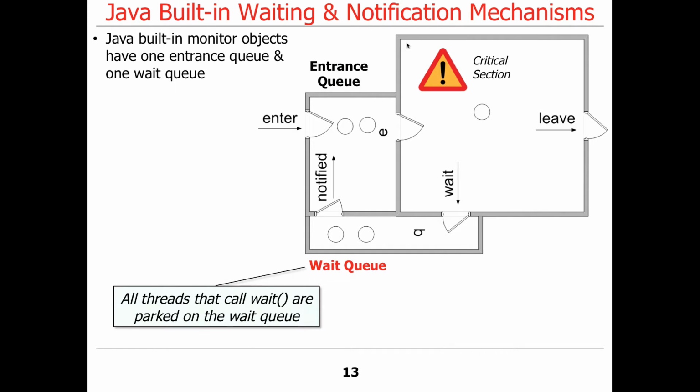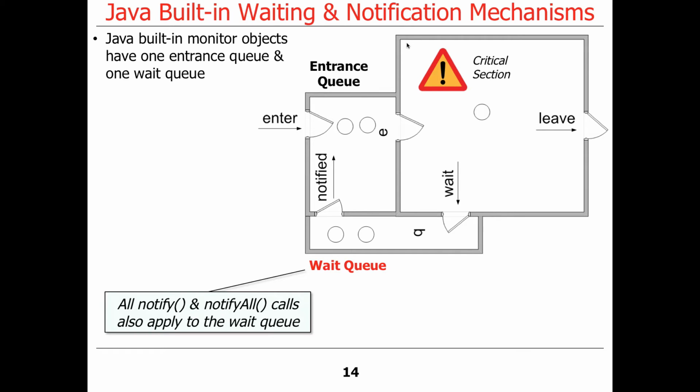And the wait queue is where you let threads park themselves waiting for the condition or conditions to become suitable to make forward progress. And of course, the entrance queue is used to guard access to the critical section, so that's how you get into this thing. And when you reach a point where you can't make forward progress, you then wait, and that parks you over here on the wait queue and allows someone else to go into the critical section. All the notify and notify all calls apply to the wait queue. That's what they're working on, moving things in and out of the wait queue.